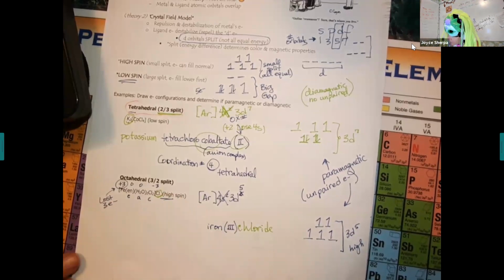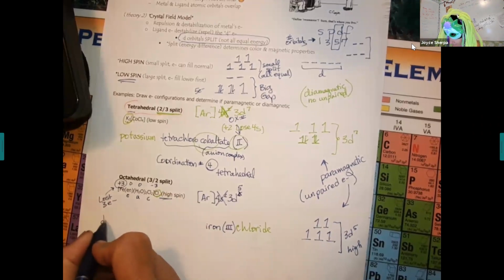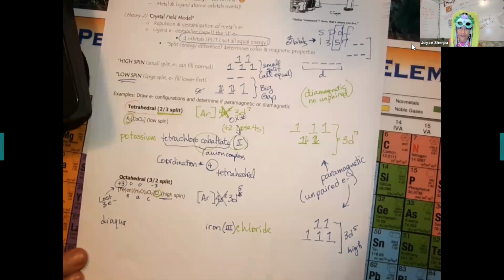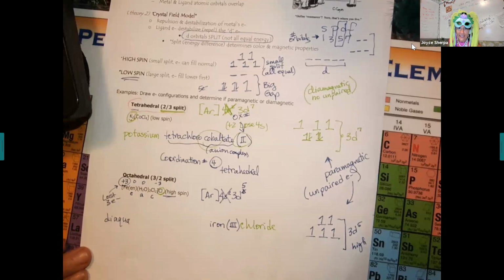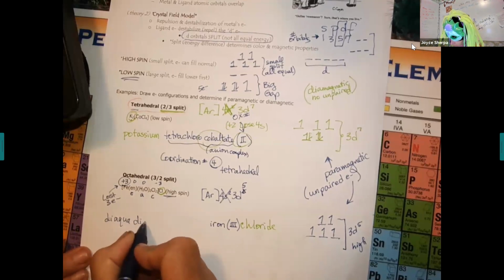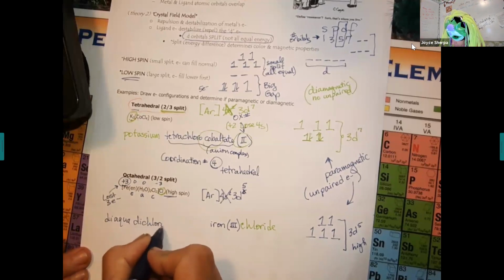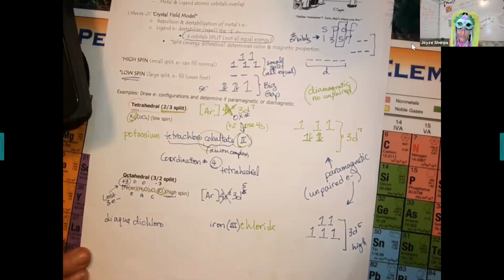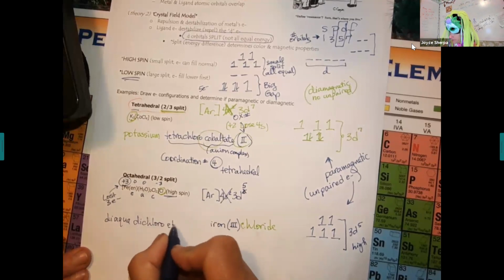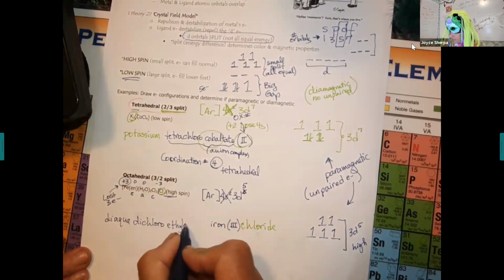So the aqua goes first, so it is diaqua. Just give yourself plenty of room, or just put an arrow that it fits in there. And then we do the chloro, which is dichloro. And then we do the ethylene diamine. There's only one of them, so you just say the word, and it is ethylene.